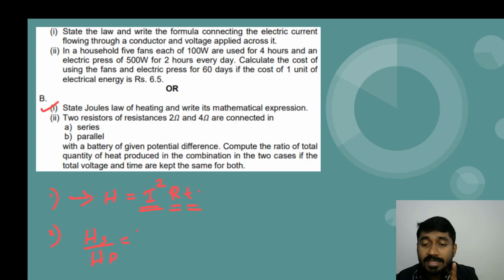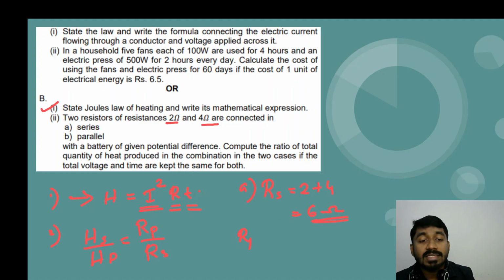If you are asked to find the ratio of heat produced in series with the heat produced in parallel, it is just the resistance of parallel by the resistance of series connection. Now the first step, find the total resistance of the series connection. It is very simple. 2 ohm, 4 ohm. Just add them together. 2 plus 4 is equal to 6 ohm, the total resistance in series connection.